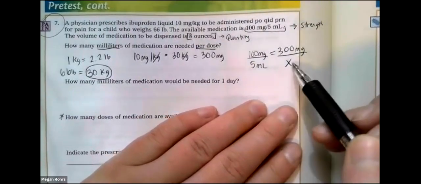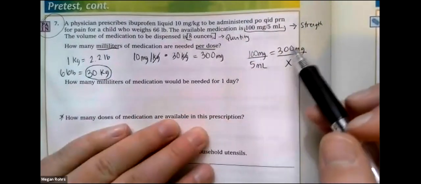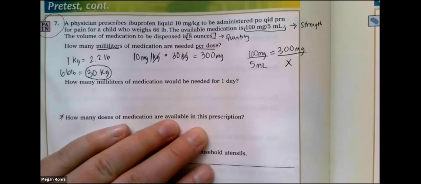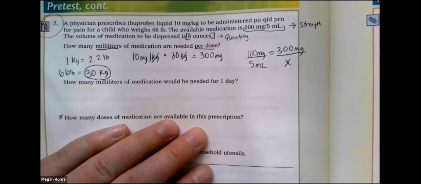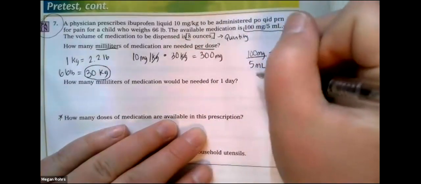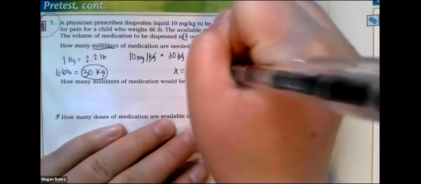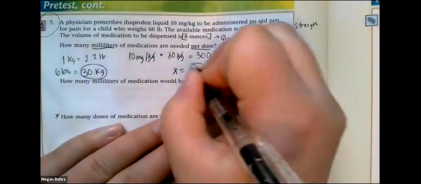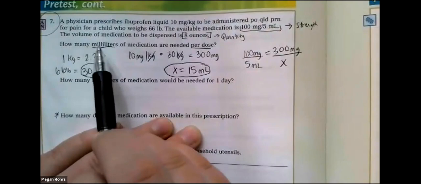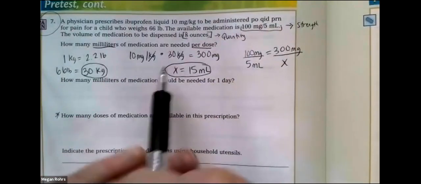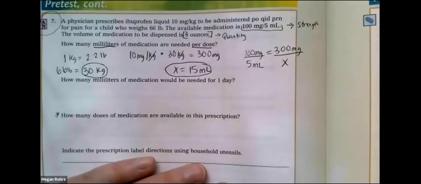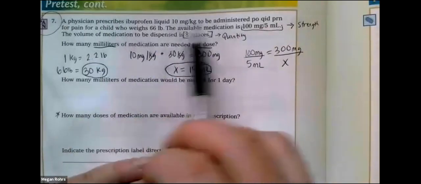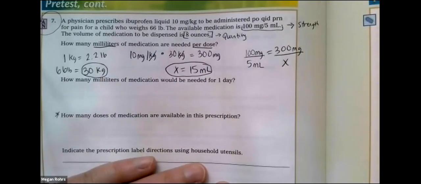So once you solve for X, so cross multiply here, 300 times 5, that gives us 1,500. And then we're going to take that divided by 100. So X equals 15 milliliters, okay? So that is our dose volume. That's milliliters per dose. So we had to do a couple steps before we could even get there. So make sure that you're reading your question very carefully and that you're able to interpret all of the information the problem is giving you.